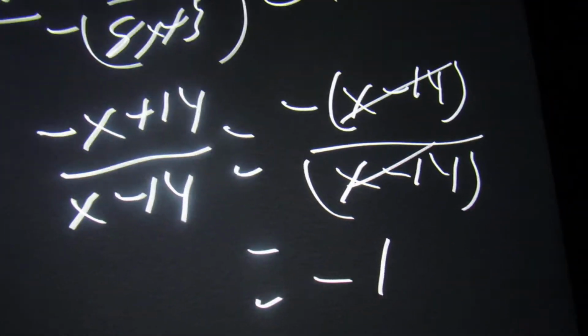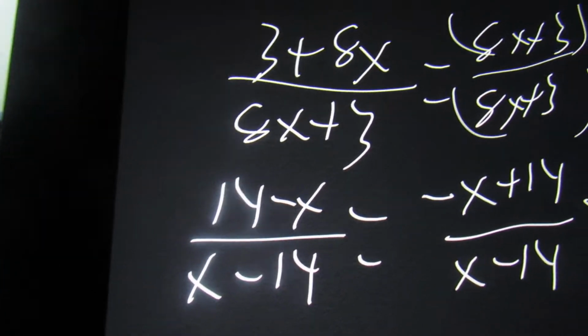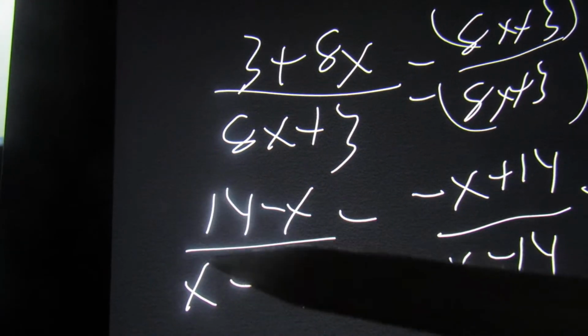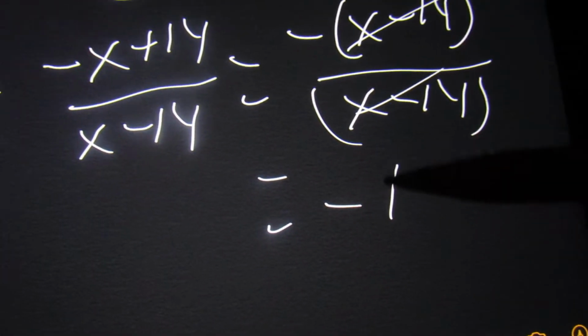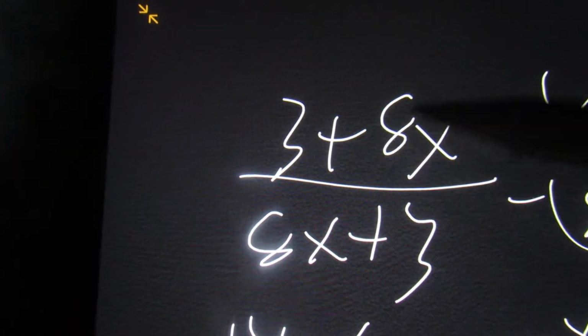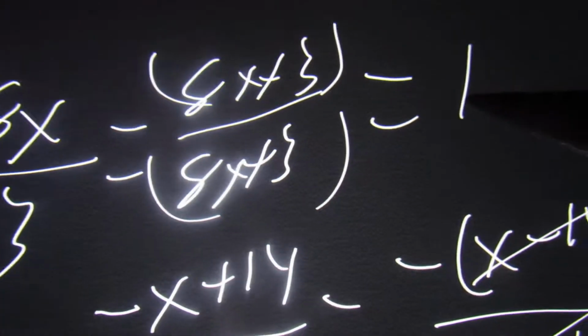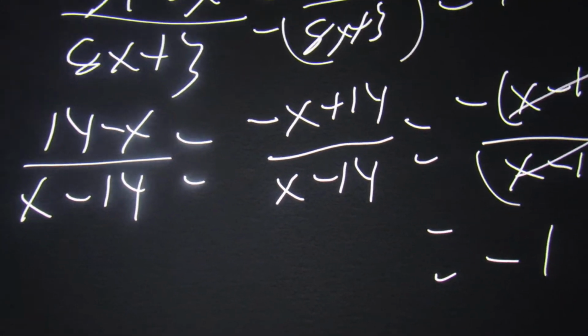Now you don't have to do all this work. If you have ever the exact same thing on both top and bottom, but they're reversed and there are minus signs in between, your answer is going to be negative 1. If you have the exact same thing and they're reversed and there's pluses in between, it's going to be positive 1. So you may want to watch this part of it a few more times so that you understand that.